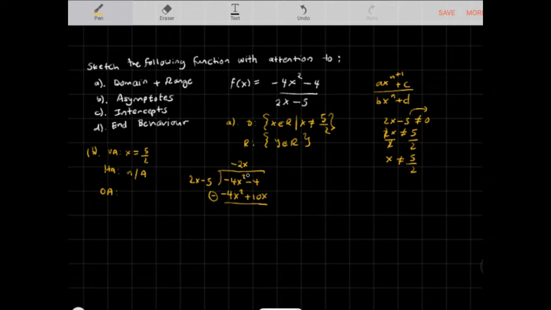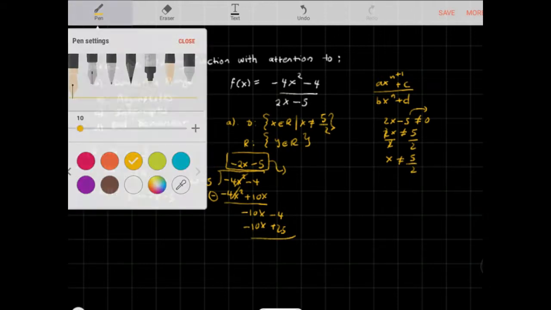Then you subtract these two, so these two cancel out, and you basically get negative 10x minus 4. I'm going to multiply this by negative 5, so you get negative 10x plus 25. Now we don't care about the remainder. This is the only portion that we do care about, and this is the quotient. So the oblique asymptote is the quotient. In this case, it's y equals negative 2x minus 5.